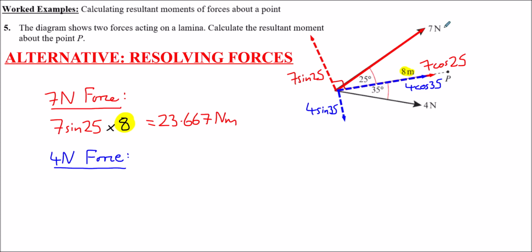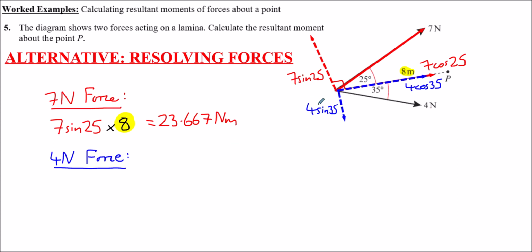So again, like the 7 Newton force, the original 4 Newton force can be forgotten, and we can consider it as the net sum of these 2 components instead. So the 4 cos 35 component will offer no moment relative to P, because 4 cos 35 is going through P, so it has no distance away from P. The only one which will offer a moment will be the 4 sine 35 component.